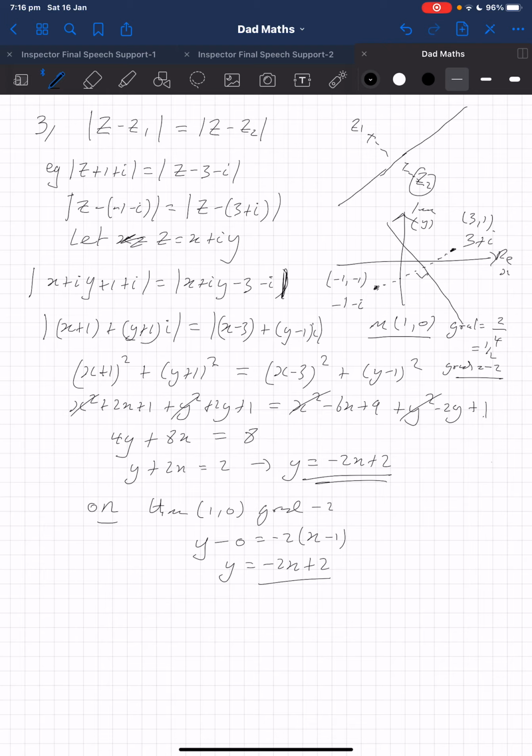So we can see that we can get the equation of this line either by thinking only in terms of complex numbers, or by converting the modulus statement into a coordinate statement by letting z equal x plus iy. And that's it.